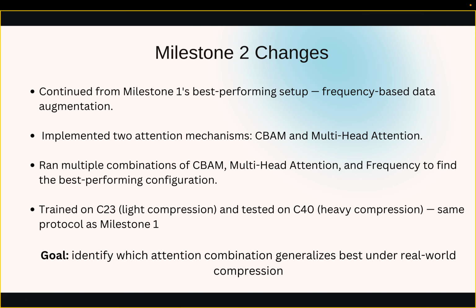Now moving on to our milestone 2 changes. In milestone 2, we tested 5 configurations, and these were based on the implementation of CBAM and multi-head attention, in addition to using the frequency-based data augmentation that performed the best last time. We ran multiple combinations of each, and we tried to optimize each on its own and then combine them together to find the best configuration. And similar to what Amal has mentioned, we trained on C23 light compression and then tested on C40 heavy compression, which is the same protocol. Again, our goal is to identify which attention combination generalizes under real world compression.